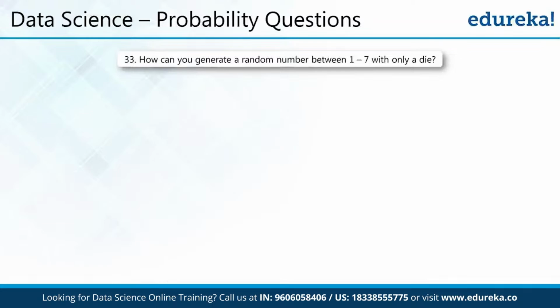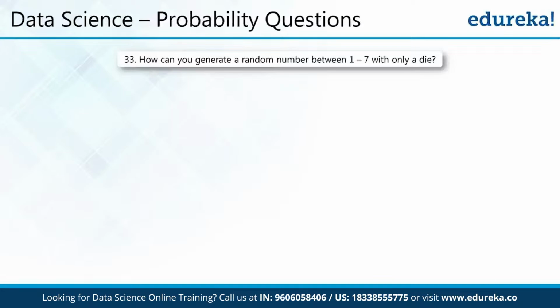Okay, there is one more question, which is about generating a random number between 1 and 7 with only a die. Let's think about how we can approach this problem. We have seen how we generate random numbers from a given set of points, but this says that we want to do this with a die, right? By rolling a die, we want to find a random number between 1 and 7.